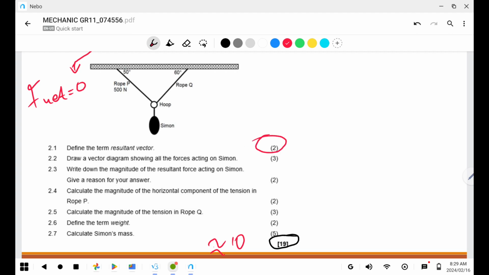Over here, we are defining a resultant vector. You should know the definitions by heart. We have the 2 marks. We are down to 8. There they say define the term weight, another 2 marks. Now we are down to 6.